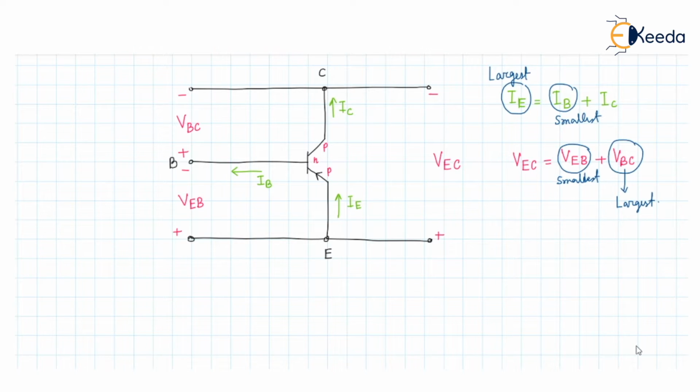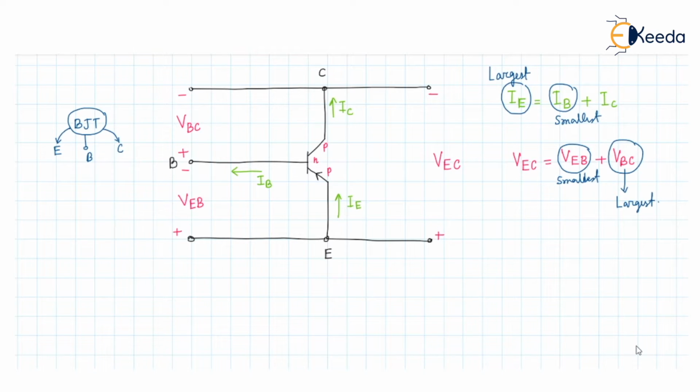Now let us go for the different modes. Since the BJT, either it is an NPN or a PNP, is a three terminal device, one will be the emitter, another one will be the base, the third one will be the collector. So depending on the connection of these terminals, the BJT can be operated in three different modes.